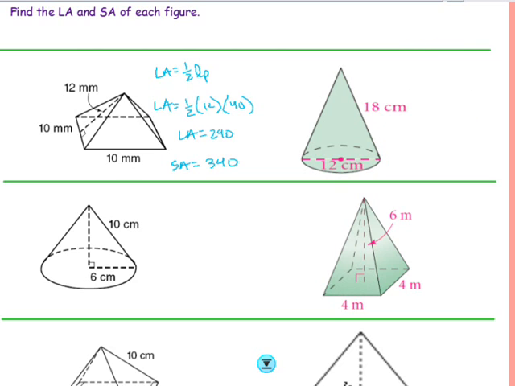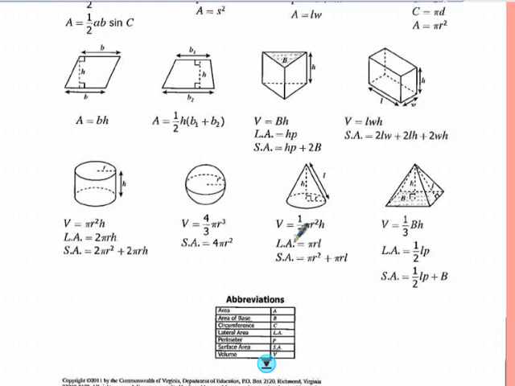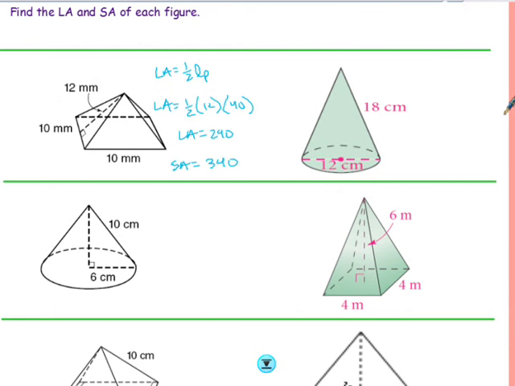Let's take a look. Again, let's check our formula sheet. Cone. All right, so pi RL. Got it. Lateral area is pi RL. All right. So I have a lateral area of pi times the radius here is 6. The slant length is 18. All right, so the lateral area is 6 times 18 is 108. So 108 pi.